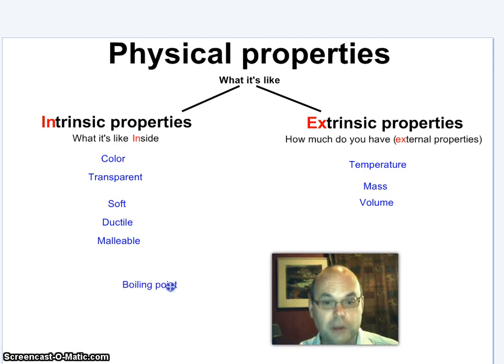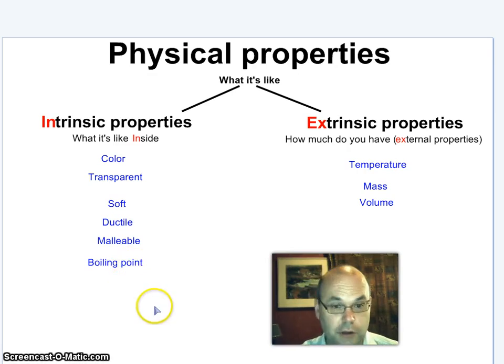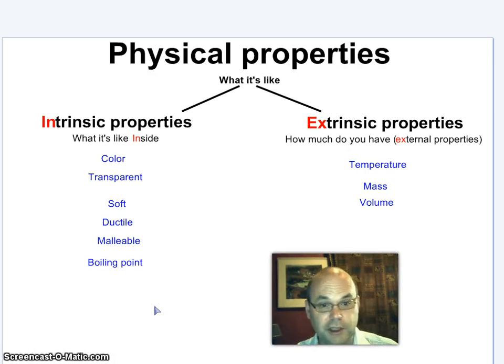Now we know that water can be any temperature, but water only boils at one temperature, 100 degrees centigrade, as long as it's at sea level. And we'll talk about that later in the class. But the boiling point of something is set. It's always the same.